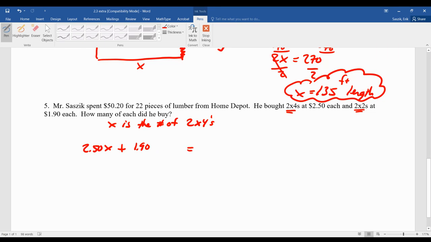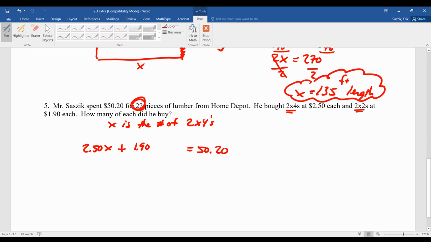And this all has to equal $50.20 because this is my money equation. That's how much money I spent altogether. $2.50 times the number of 2x4s is how much I spent on 2x4s. $1.90 times the number of 2x2s is how much I spent on that. And together it's $50.20.